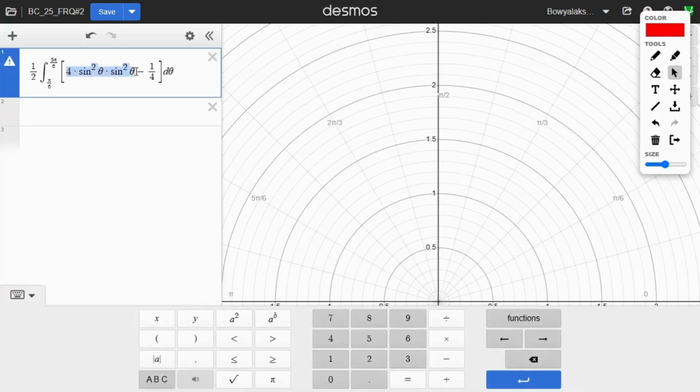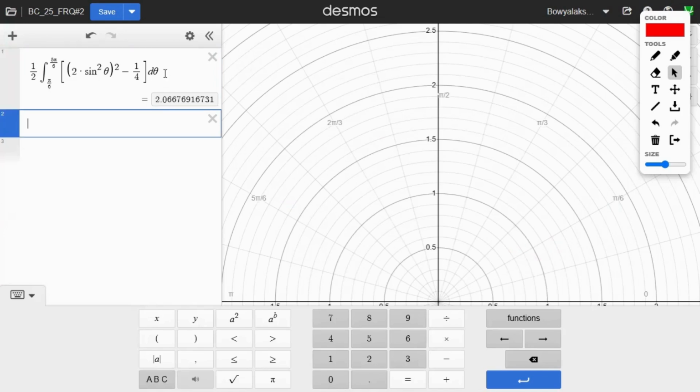Okay, let me make it like this. So 2 times sine square theta, whole square. We delete all this. Minus 1 by 4. Yeah, now it accepts. Right? So the curve, entire curve form. So yeah, you can do these changes like this.